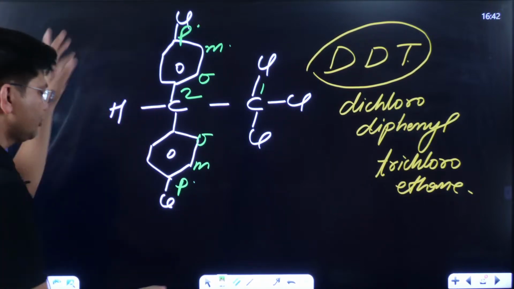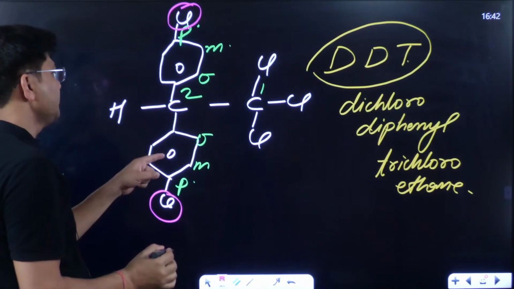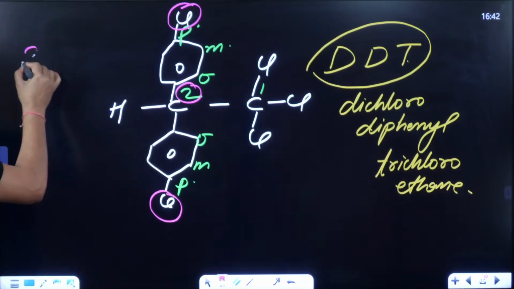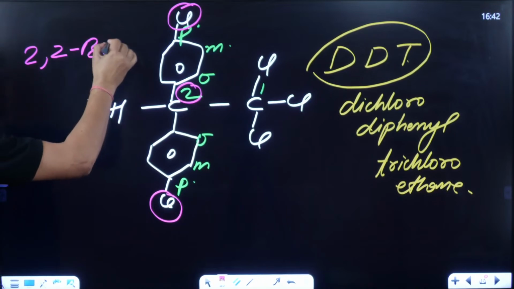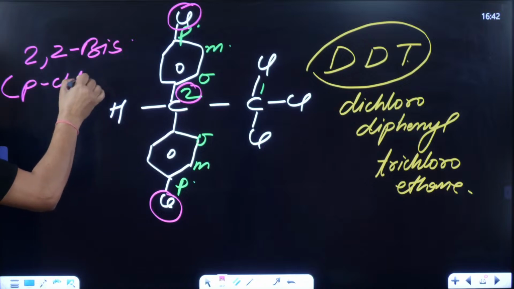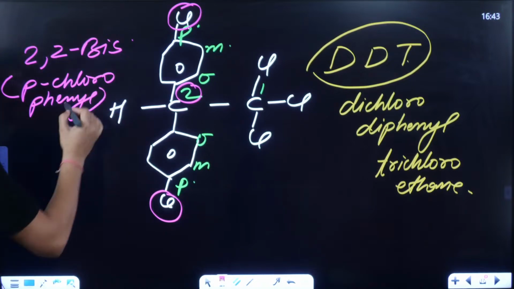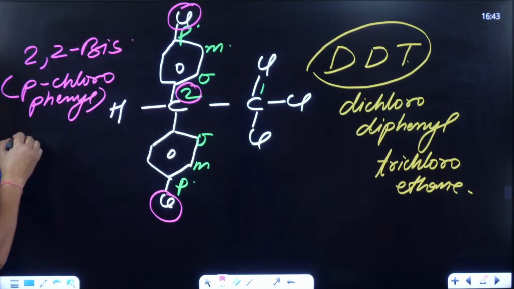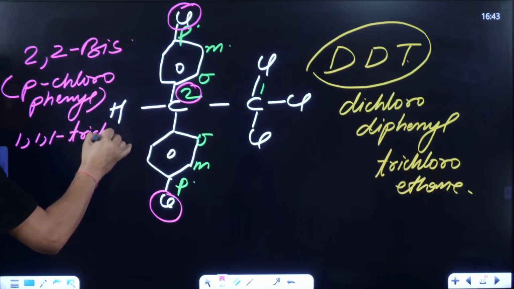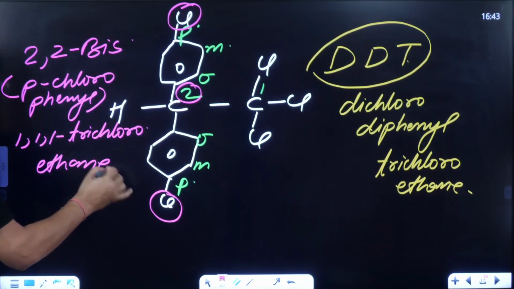Once again, these 2 chlorines are on para. So the substituent position is the same and the branch is also the same. We will use the word bis. So we'll write 2,2-bis(parachlorophenyl), bracket close, 1,1,1-trichloro and ethane. So what is the IUPAC name of DDT?